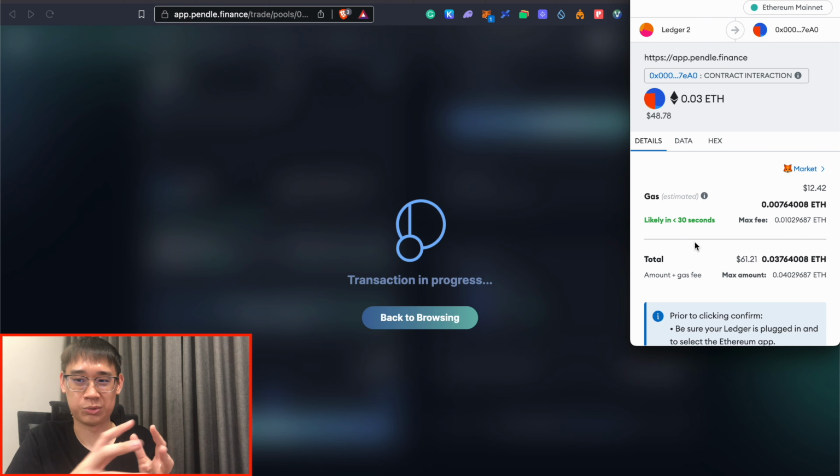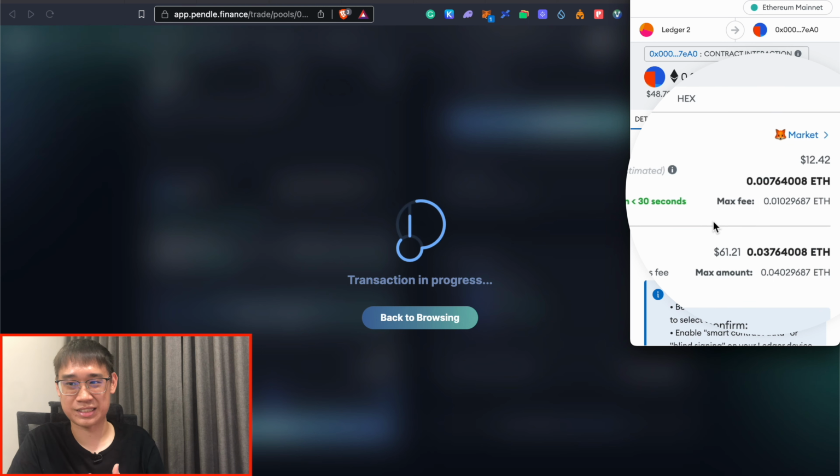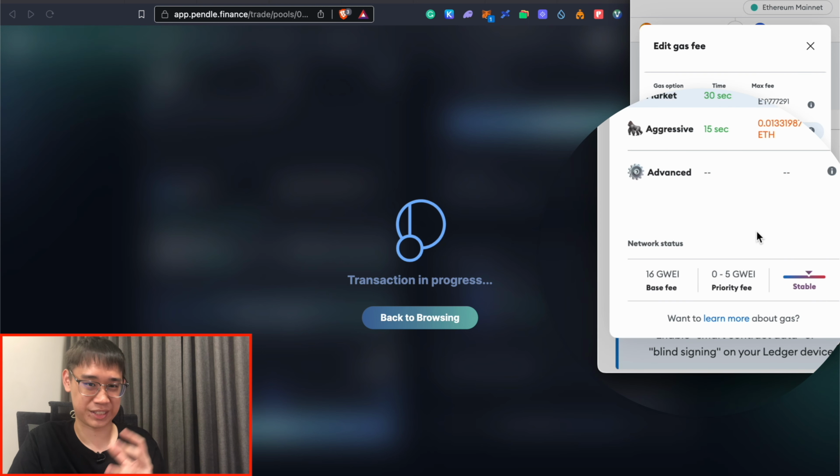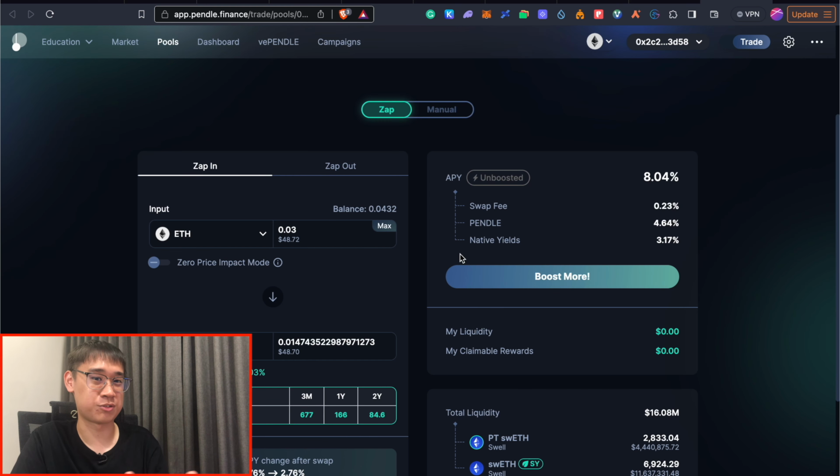But when I wanted to perform the transaction, the gas fees actually cost about $12.40. And that's when the gwei is roughly about 16, which is already considered pretty low. So I decided not to perform this transaction because I personally feel that the gas fees are too high. But if you do have a large amount of ETH that you're willing to stake, then this could be another way that you can earn some pearls.